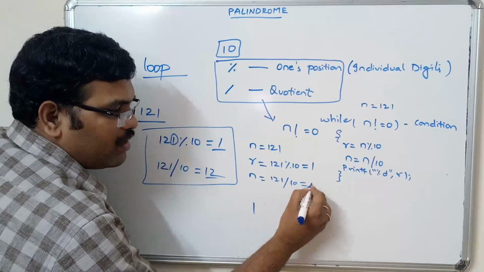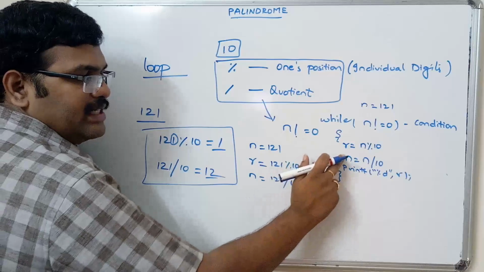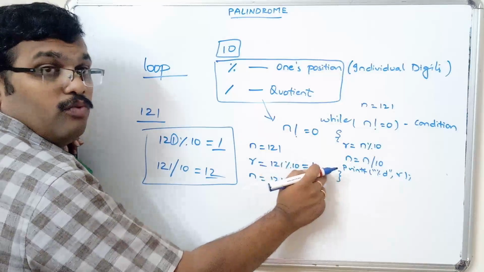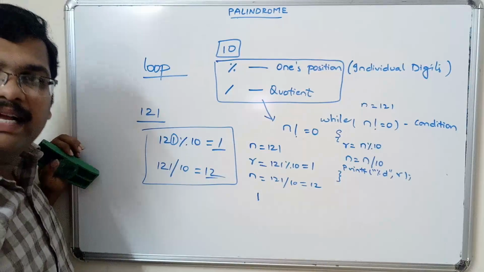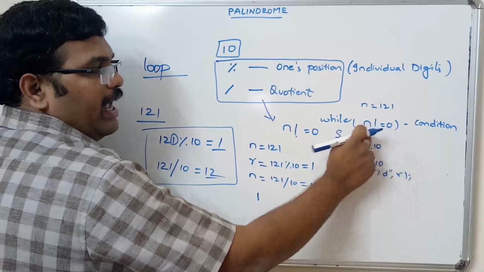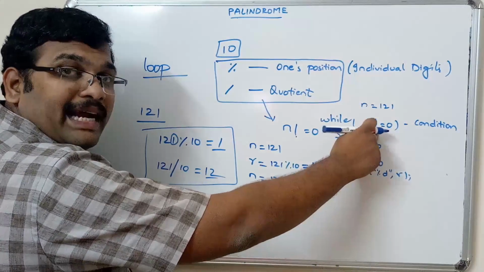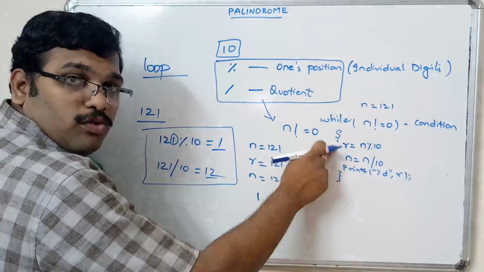So that we will get 12 as a result. Right? For the first statement r is equal to 1, and second statement n is equal to n by 10. So n is equal to 12, r is equal to 1. Printf r. So we are printing r as 1. Now again n not equal to 0. So 12 not equal to 0. The condition is true. So again you have to perform these true statements.